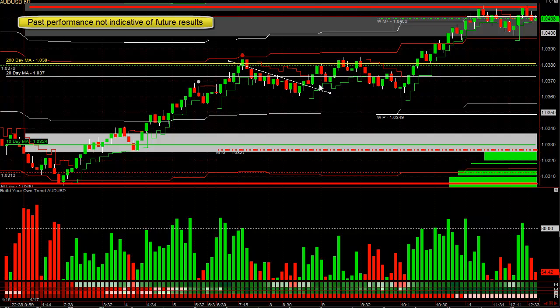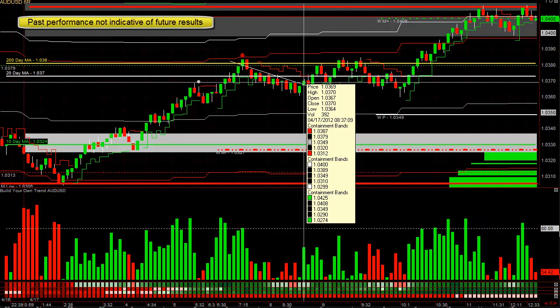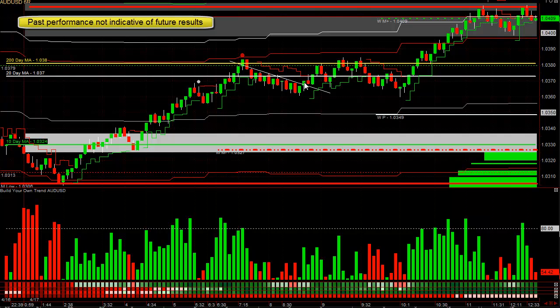When it breaks out right here, I would be long at the exact pip right here around 1.0369 with my stop just a pip underneath the low here. Very tiny amount of risk. Now this isn't the best trade in the world because you have the 20-day moving average right here. The dotted green line is the previous day's high. We have the 200-day moving average. Major resistance, and it was major resistance before. So you don't know if the trade's going to work.